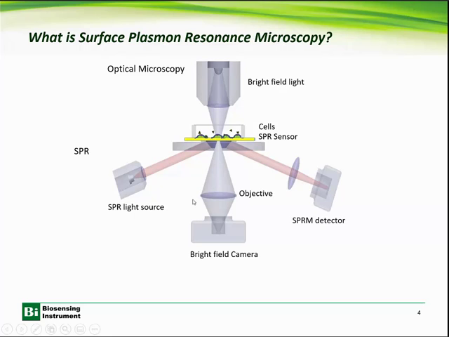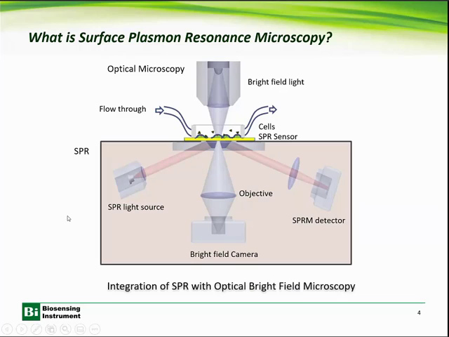The last component, which is also very important, is a uniquely designed flow system. This flow system not only allows you to culture the cells directly onto the chip surface, but also provides precisely controlled flow dynamics, which ensures accuracy. So you can see that SPRM is doing SPR measurement on a heterogeneous cell chip surface, with cells sitting directly on top of it.